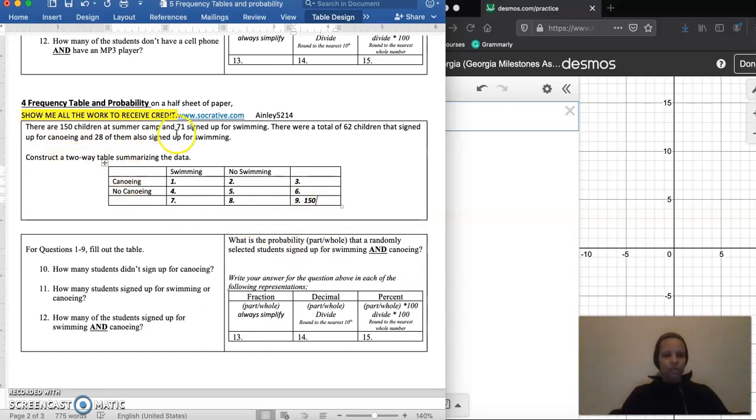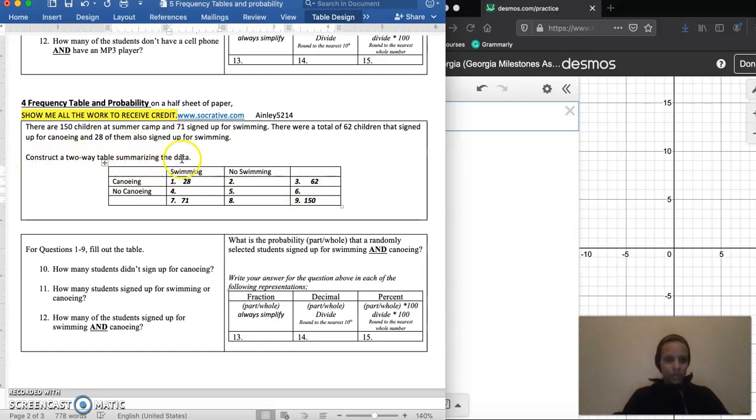All right, so of the 150 children in summer camp, 71 signed up for swimming. So this is the total that signed up to swim. So you go to swim, the total of that is going to be 71. It doesn't matter whether they're canoeing or not canoeing, the total for swimming is 71. There was a total of 62 children that signed up for canoeing. So I go to canoeing, the total is all the way at the end, and that's 62. Whether they swim or don't swim, I don't care, they're canoeing. They signed up for canoeing, and 28 of them also signed up for swimming. So there's a total of 62, but 28 of them are swimming. Those who are canoeing and swimming are 28.